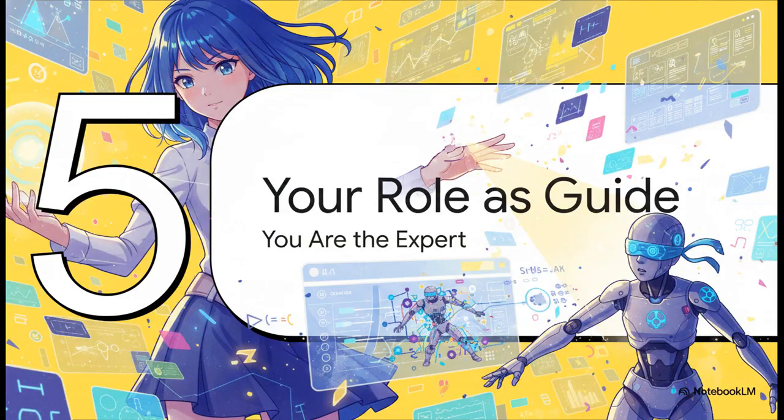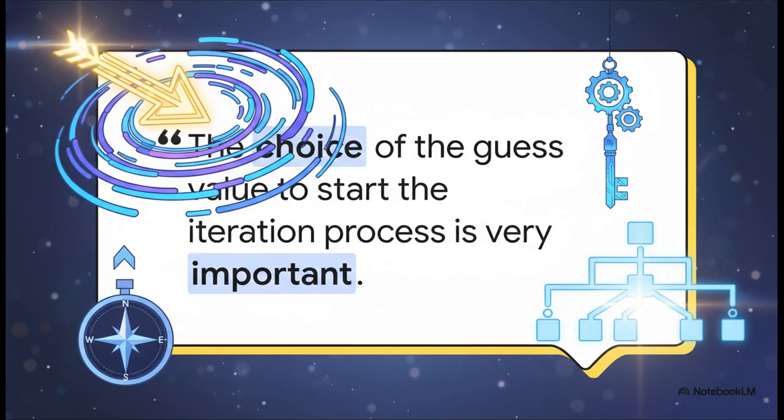All of this leads to a final, crucial point. The software is doing all this complex math at lightning speed, but it's fundamentally blind. It doesn't know what it's looking for. It needs a guide. And that guide is you. The source material really puts it perfectly. It says, "The choice of the guess value that you use to start the iteration process is very important." That's almost an understatement. It doesn't just influence the journey, it basically determines the destination before you even start.